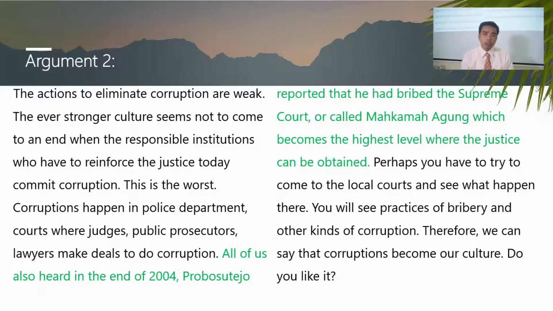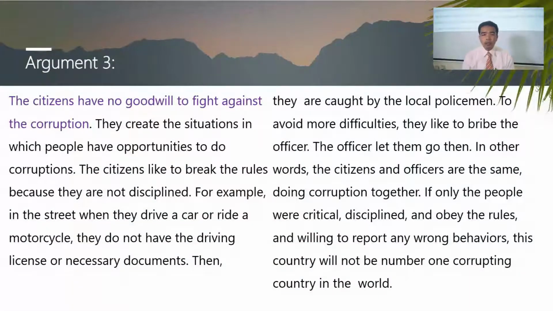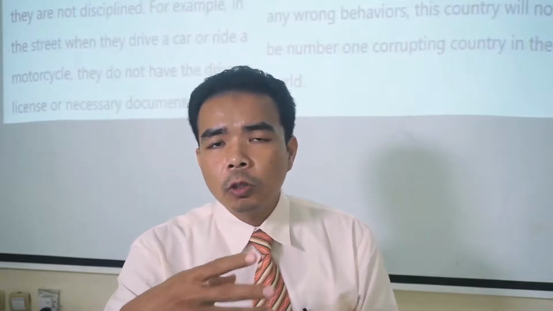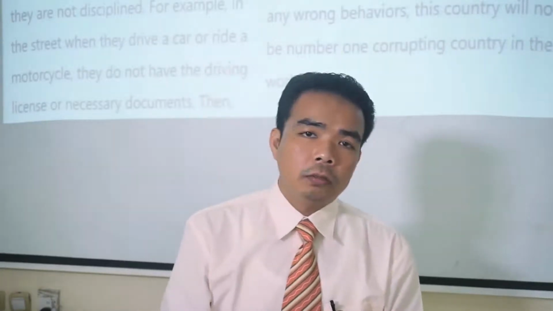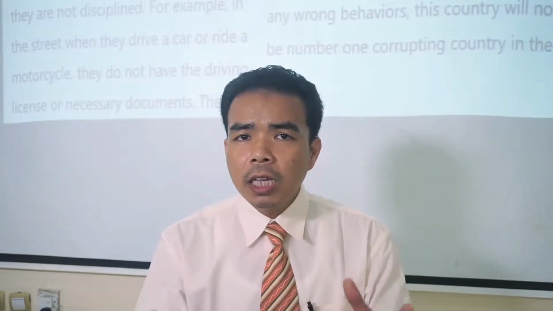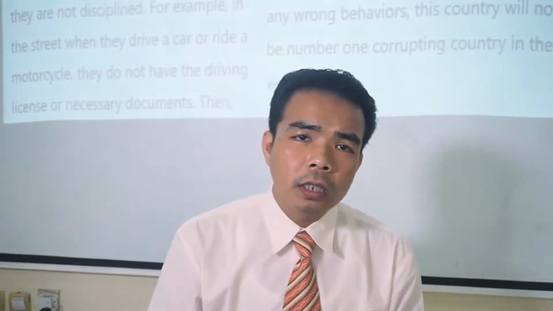Now, for the third argument, you may come from a different perspective, a different point of view. For example, the citizens themselves, Indonesian people. Indonesian people have no goodwill to fight against corruption. Even in the smallest field, for example in the community, in our neighborhood, when we try to make any proposal or any budgeting plan, we can play with the budget. And of course, things like this can lead us to do some corruption in the future.